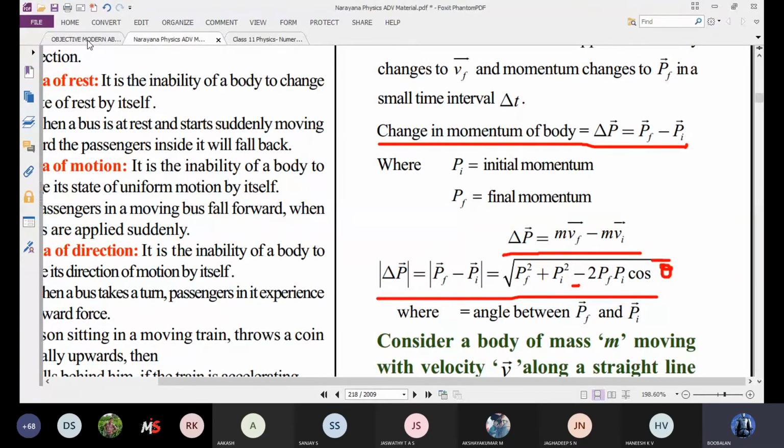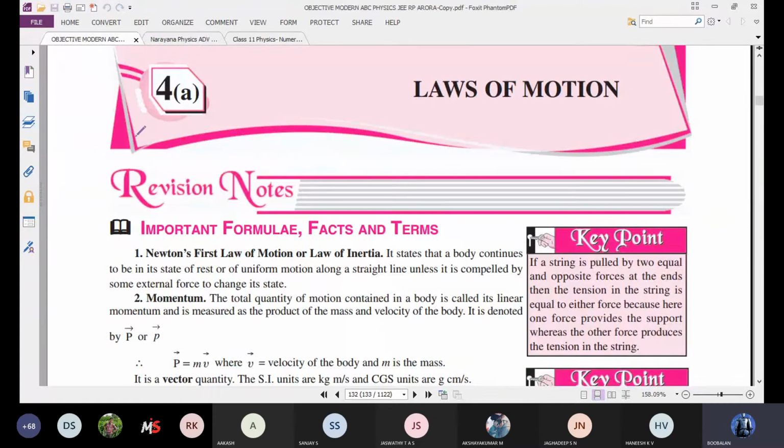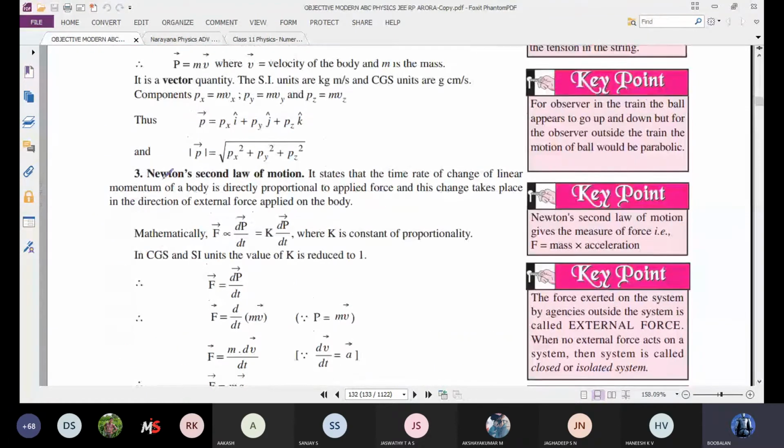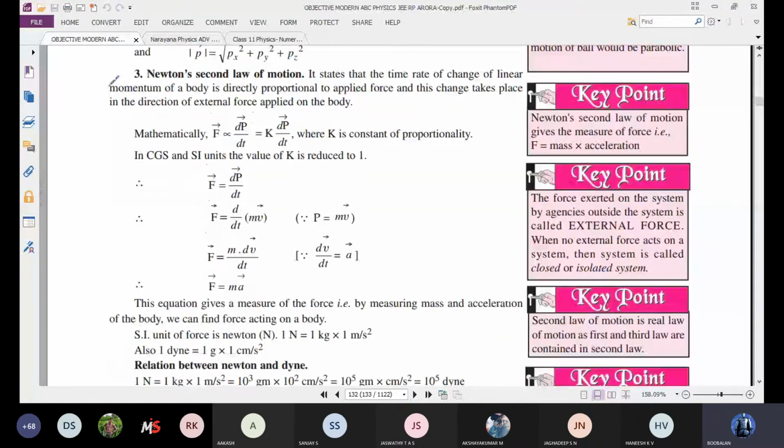Okay. So first one completed. So next one, Newton's second law of motion. The time rate of change of linear momentum of a body is directly proportional to the applied force. Up to that is enough. This is the formula. Last class also we discussed.